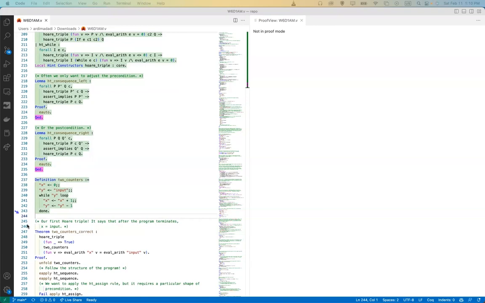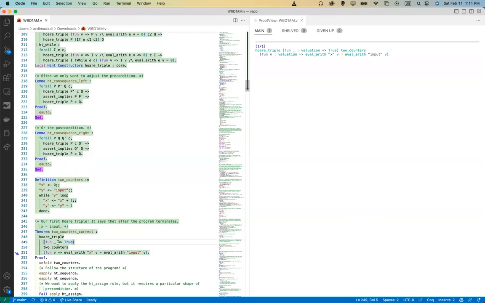So now we are going to use our proof system to prove the following. In any evaluation, or any valuation state, if we execute the two counters program, which is this program up here, then you will end up in a state where this equation holds. So our goal is exactly this theorem that we are going to prove. So this is our goal here.